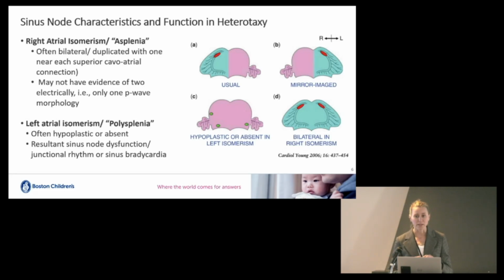And then in left atrial isomerism or polysplenia, we often don't see a sinus node. Again, when anatomists or cardiac pathologists look at those hearts, they can often identify hypoplastic structures that are inferiorly displaced from where we expect, but are often not producing much of a P wave.